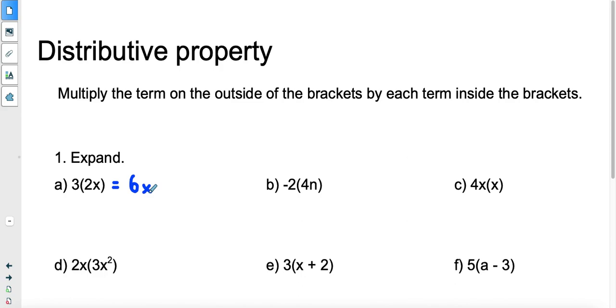Next, we have negative 2 times 4n. Well, negative 2 times 4 is just negative 8. So, negative 2 times 4n is just negative 8n.